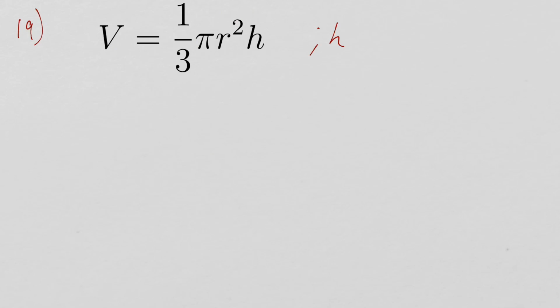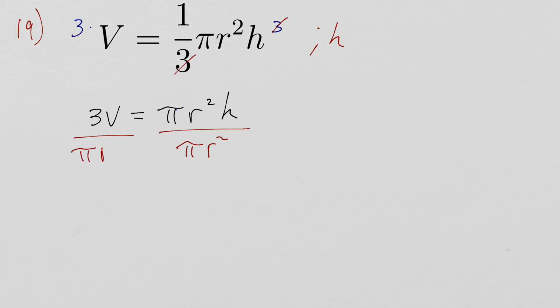Okay, we're solving this for h. The first thing I would do is get rid of the fractions by multiplying by 3 on each side. And that cancels these. And I'm going to have 3v equals pi r squared h. And then I want to isolate the h, so I'm going to divide each side by pi r squared. And everything on the right will cancel. So I'll have h is equal to 3v over pi r squared.